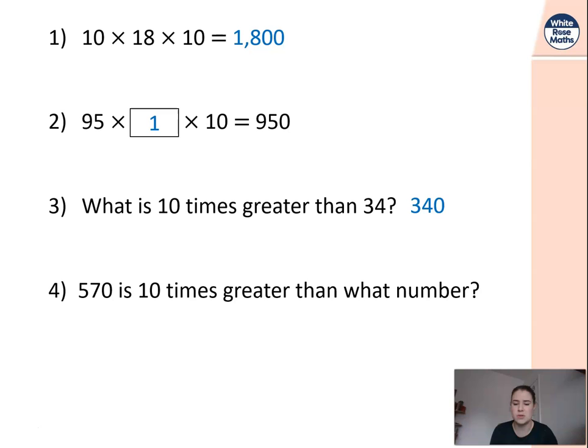570 is 10 times greater than what number? We know that 570 is already 10 times greater, which means that this number now needs to be 10 times smaller. So we need to be dividing it by 10, and if we divide that by 10, the answer is 57. Well done if you got those all correct.